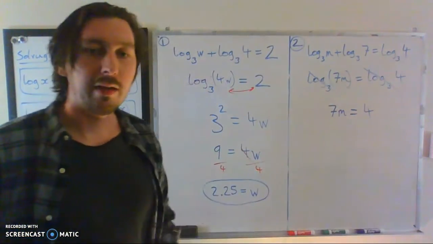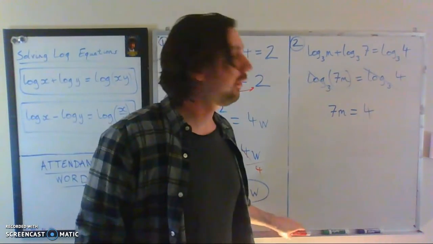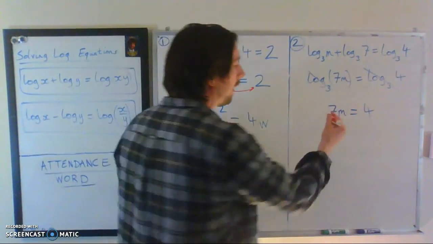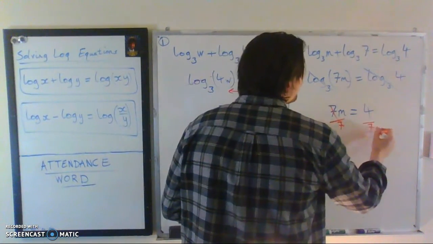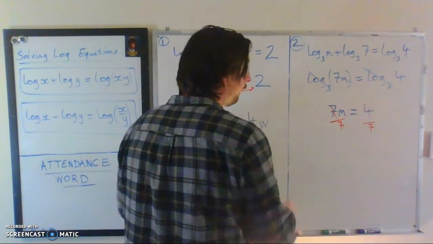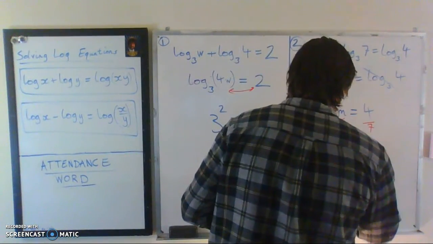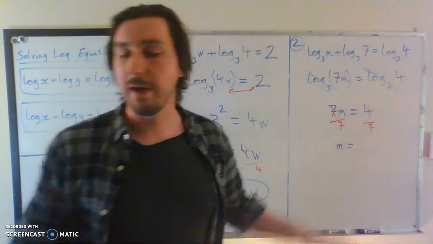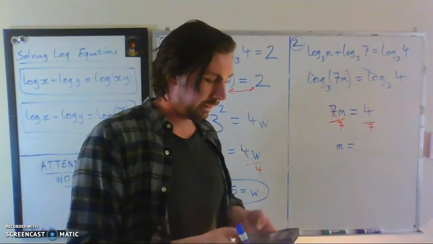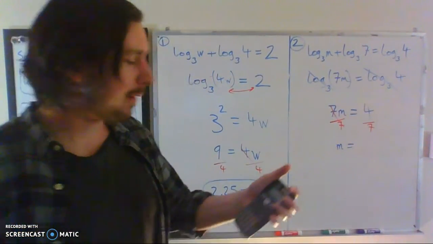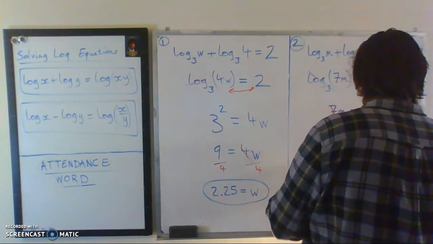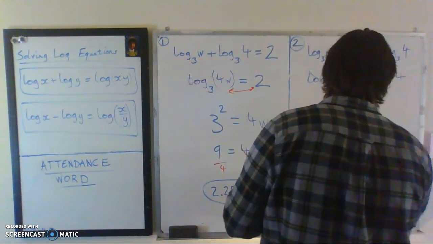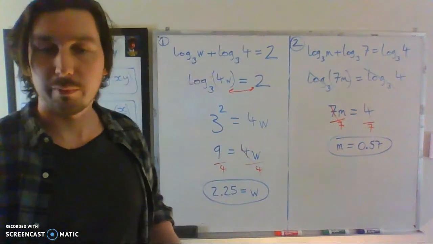7m equals 4, and same again, all I got to do to solve this is just divide by whatever's next to my letter. You can leave it as a fraction, or you can do 4 divided by 7 to get the decimal. 4 divided by 7 is 0.57. So that's my answer for number 2.